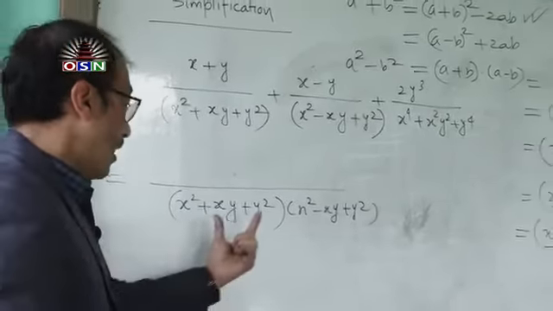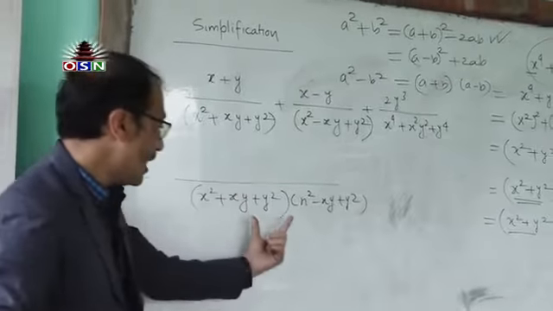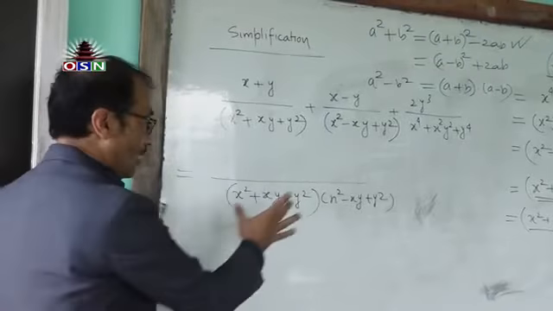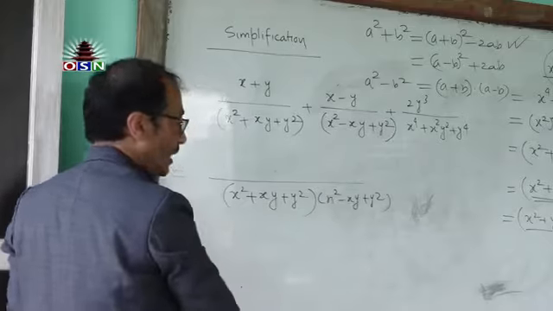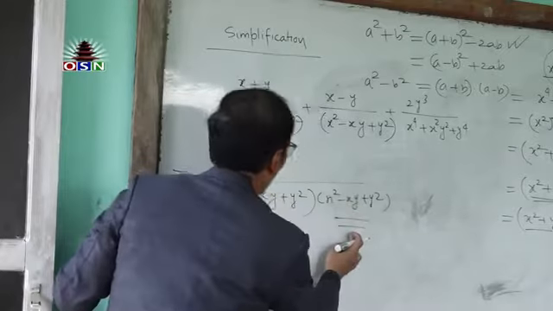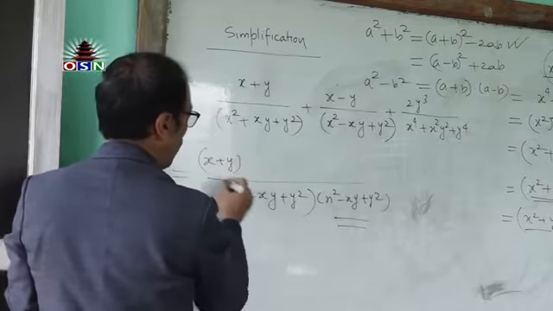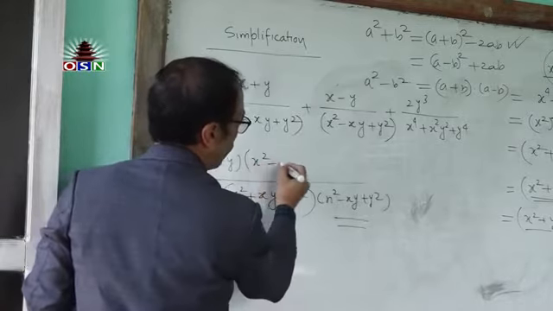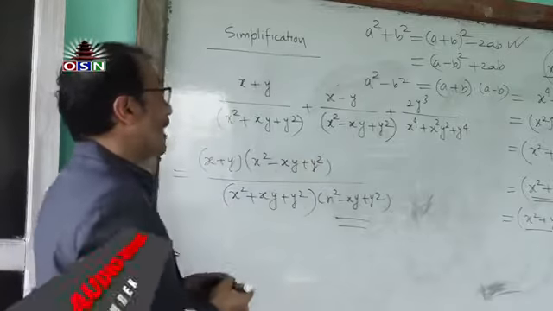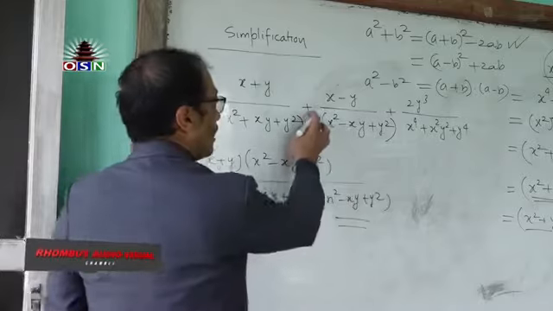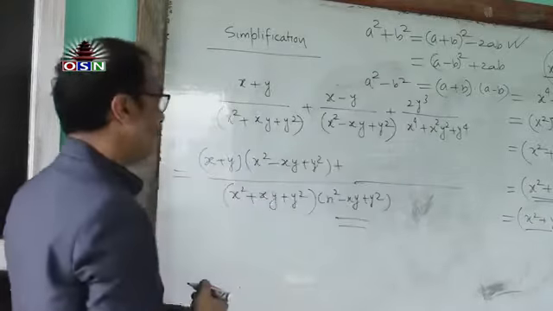Well, the LCM is divided by the denominator of the first fraction. This is the LCM, this is the denominator. When the LCM is divided by the denominator, this and this will be cancelled. Then this will remain. It multiplies to the numerator. The numerator here is x plus y. It is multiplied by x square minus xy plus y square. Now the second fraction remains. So what is the sign we have got here? Plus, so we write a plus sign. If there is minus, we need to write minus.